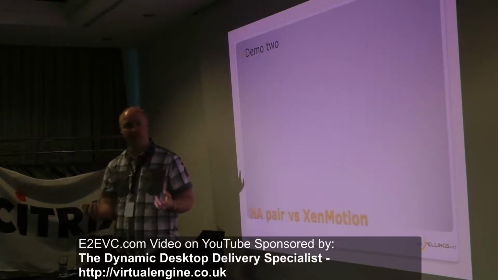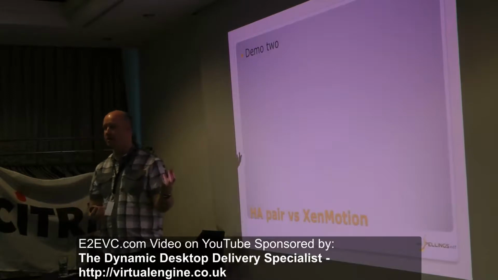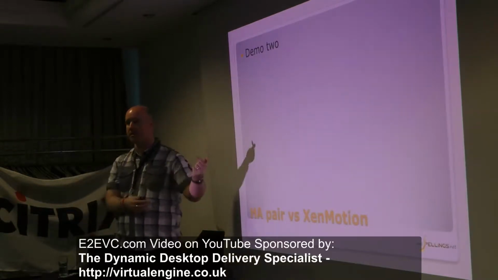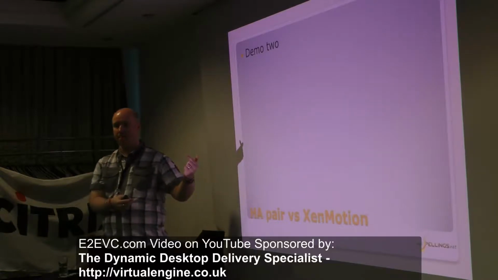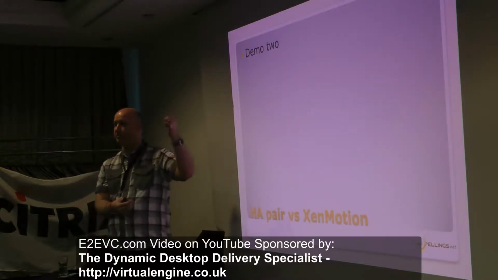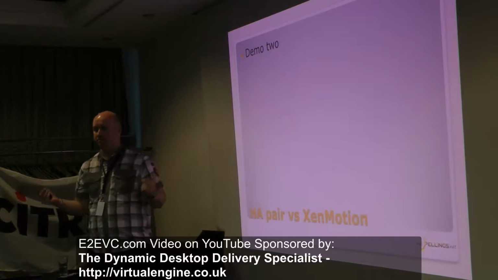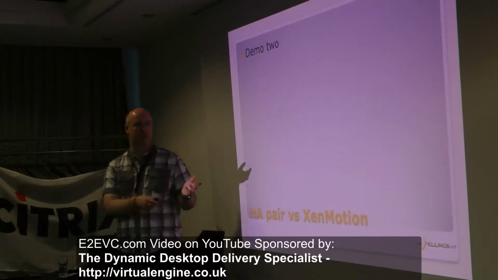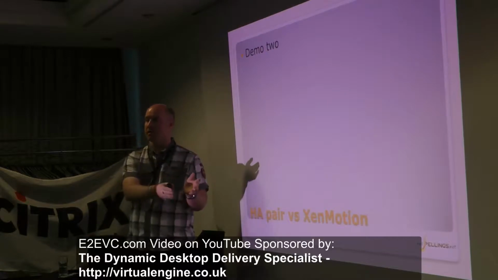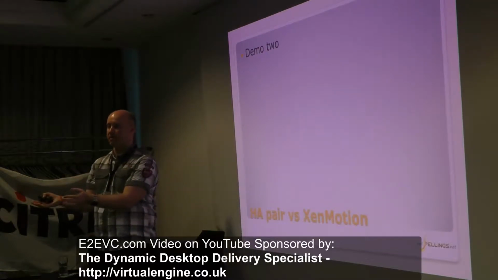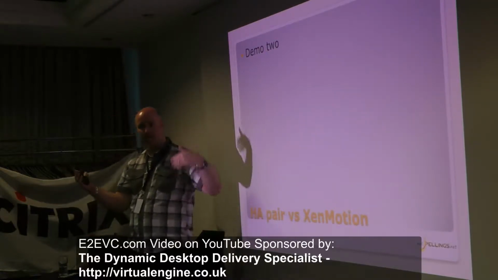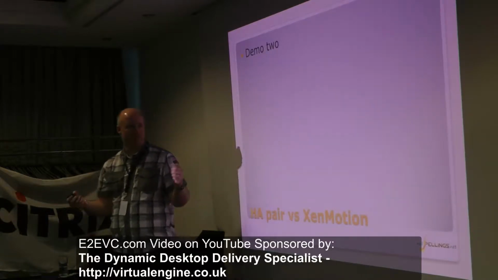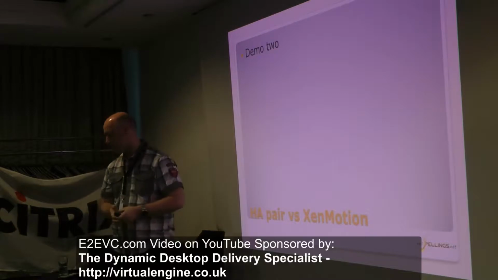So again, same scenario, same load test. But what I'm going to do now is fail one of the NetScalers in the HA pair. I'm just going to shut it down, causing an unexpected HA failover event. And then in the other scenario, I take one NetScaler and XenMotion it onto a different physical host, all whilst running this load test, hitting it with 100 concurrent requests per second. And we'll see what the difference is.